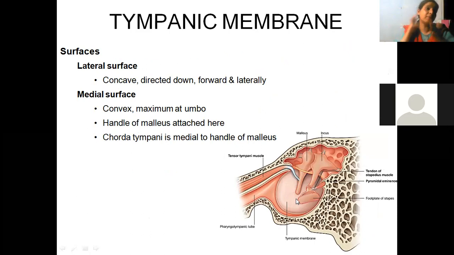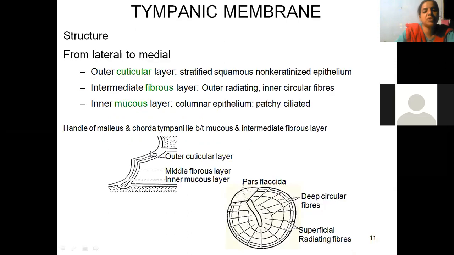The lateral surface is the one facing towards the external ear. The medial surface is the one facing towards the bones. The lateral surface will be concave like this, whereas the medial surface will be convex. The maximum convexity region is the umbo, where we have the handle of the malleus. There you will see certain muscles inside, like tensor tympani and stapedius, and a nerve passing from here, which is the chorda tympani. Chorda tympani is a branch of the facial nerve.